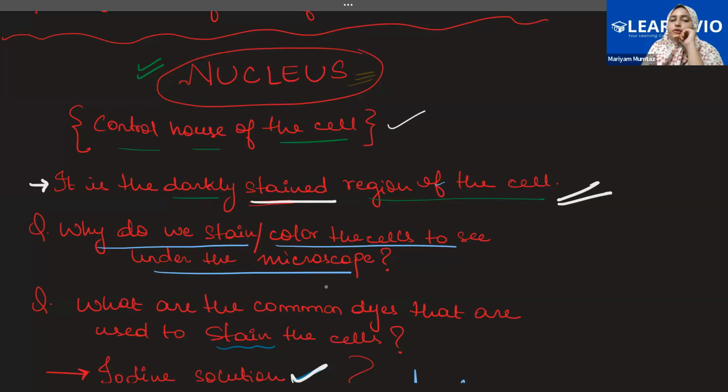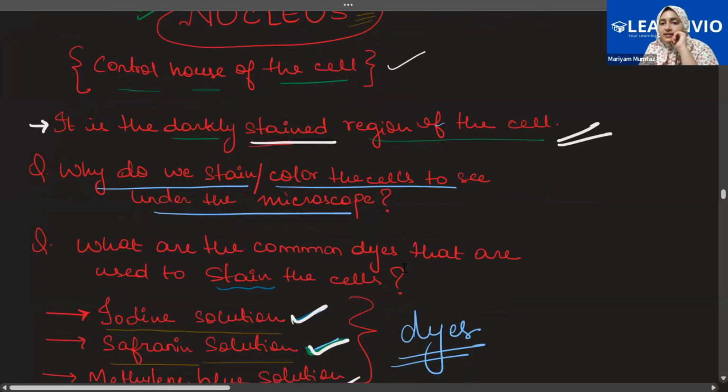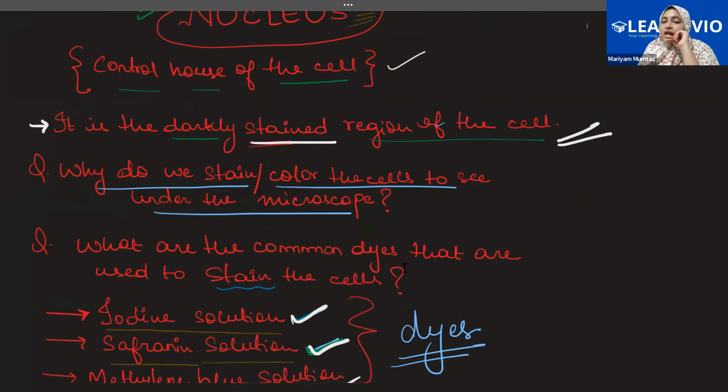Meaning, what do we understand by darkly stained? Whenever we want to see cells, we visualize them under the microscope, and the cells normally are transparent. They are completely transparent. So, in order to see them properly, we color them, we stain them. Now, there are some cells that will take up a lot of stain, and there are some that won't. So, nucleus is the one that takes up a very dark stain. It picks up a lot of stain.